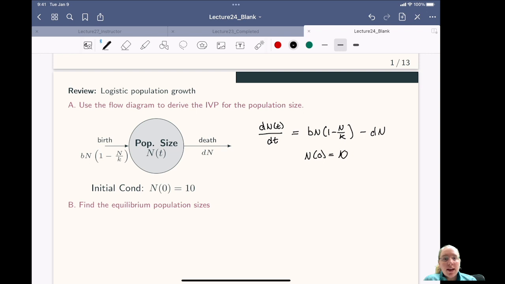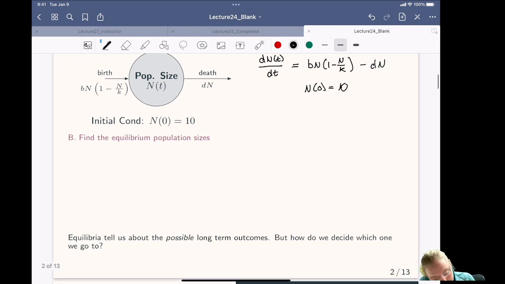All right, then we want to find the equilibria of the system. We do that by setting the differential equation equal to 0. It is no longer a function of N, or of time, so we use hats instead of N's. 0 equals bN hat times 1 minus N hat over K, minus dN hat.